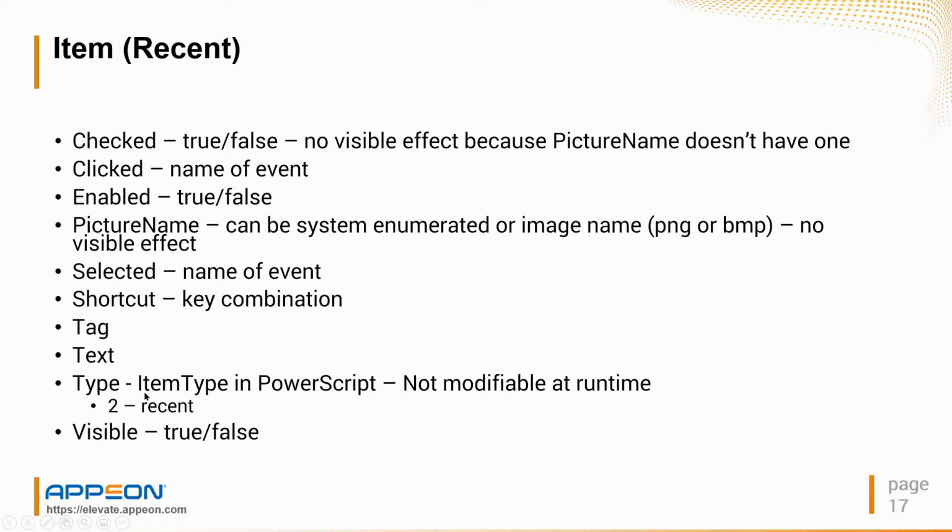The only other difference here is the item type. The only value for an item type in the recent items is 2, indicating that it's a recent item. And so it doesn't make any sense to really set it to anything in the script, in the JSON or XML, and if you ever read it in PowerScript, it would always read 2.